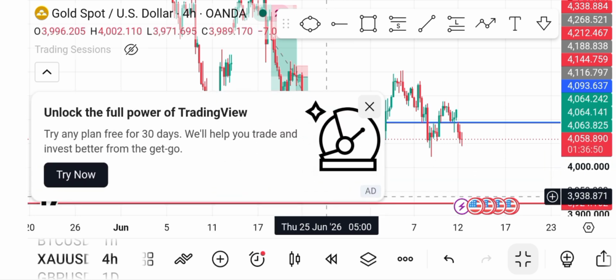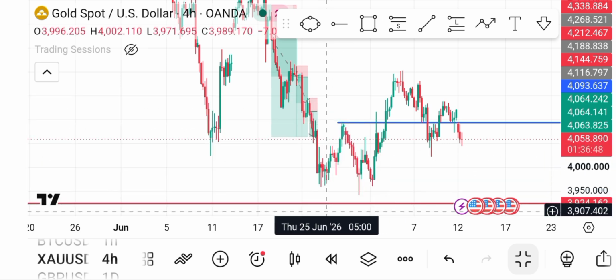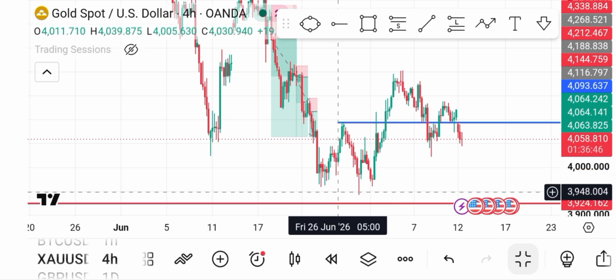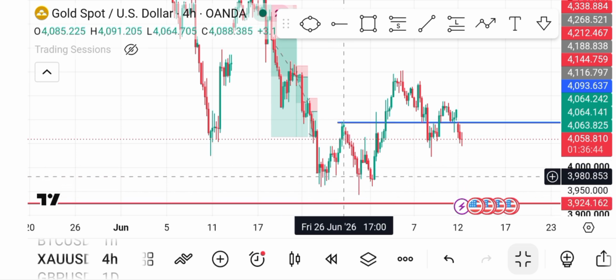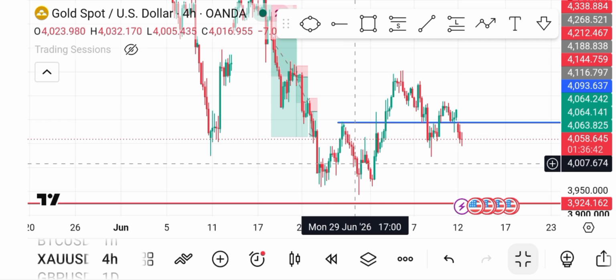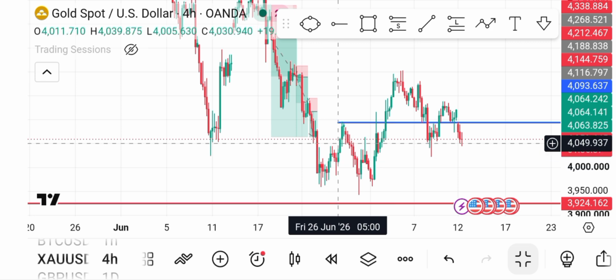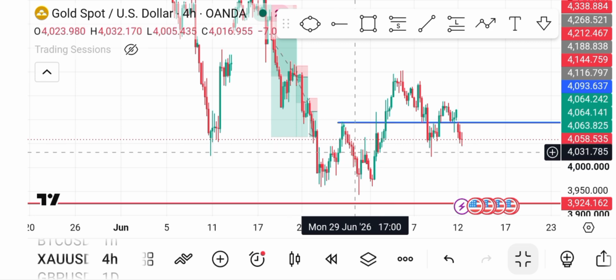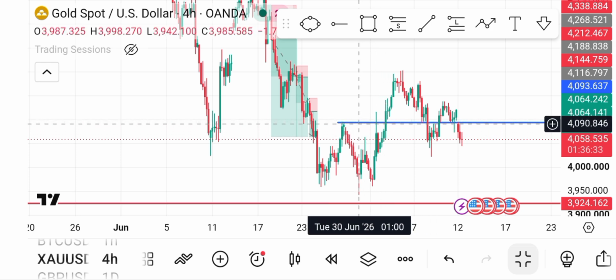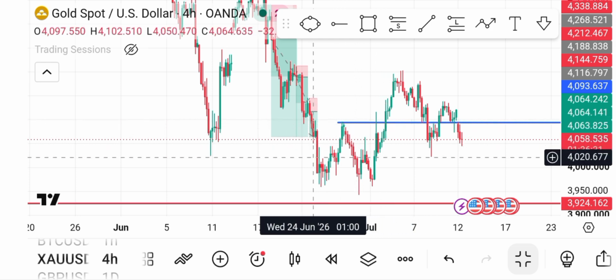Because remember I told you guys, this zone where it is, this zone is a sensitive zone. This zone in particular is a sensitive zone because of the high amount of buyers we have on a daily time frame. Remember, daily time frame is always very, very strong because it's a higher time frame. So this is how you know what to do.